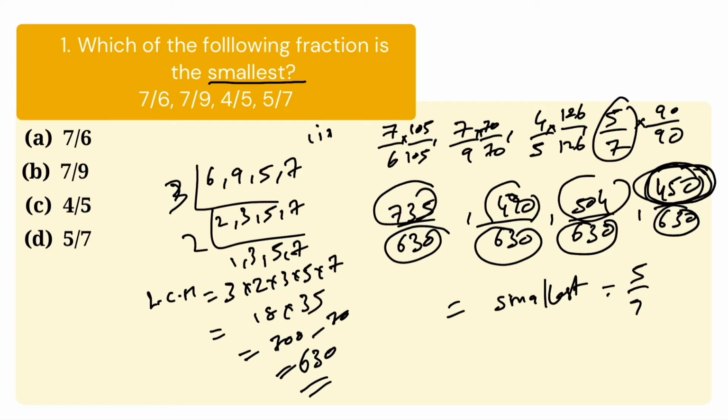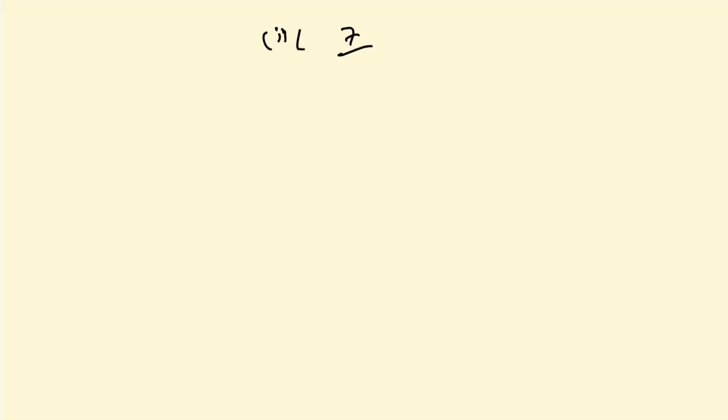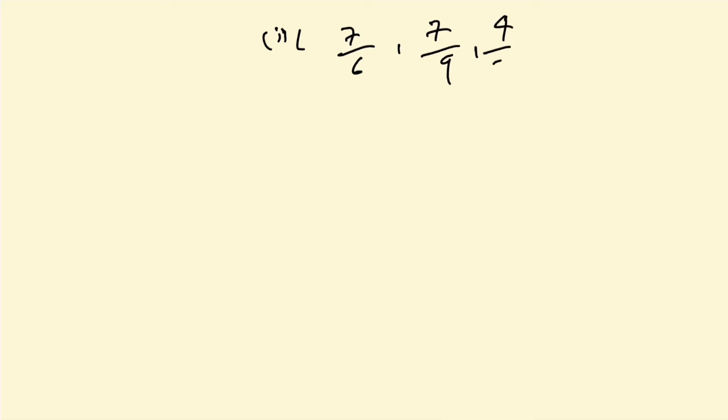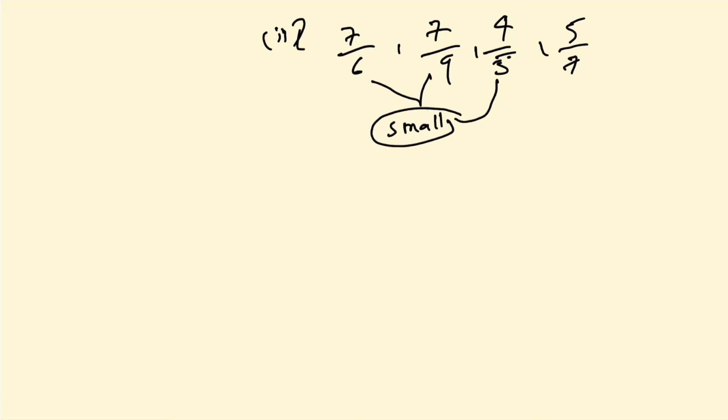We'll do one more method. Take these numbers as they are: 7 by 6, 7 by 9, 4 by 5, 5 by 7. Here the method is, in order to find the smallest, first we'll compare these two numbers to see which is smaller. Next, this smaller one we'll compare with the next number, and among these two which is smaller, the result we'll again compare with the next number, and finally we'll get the smallest. We can apply the same concept for the biggest also: first get the biggest among two numbers, then compare the result to the next number, and so on until the final result.